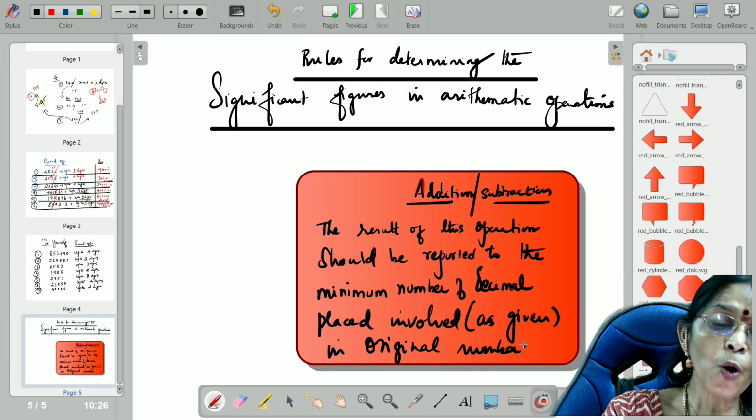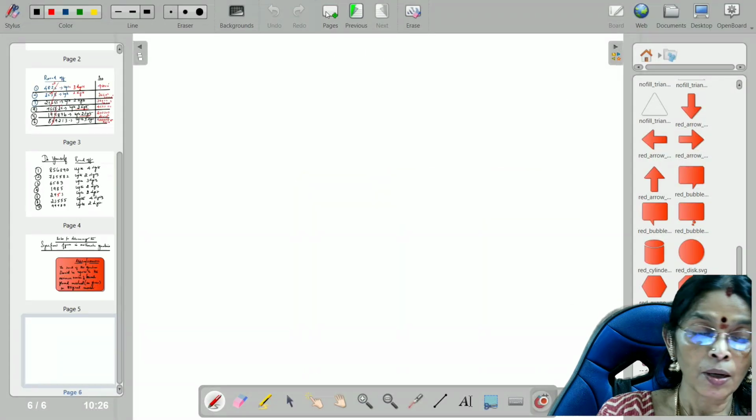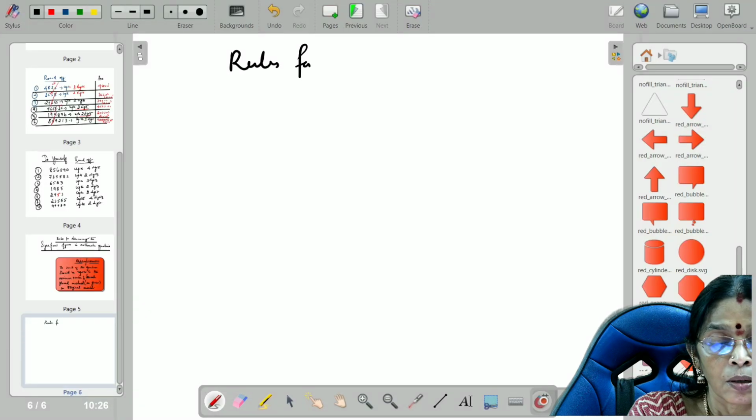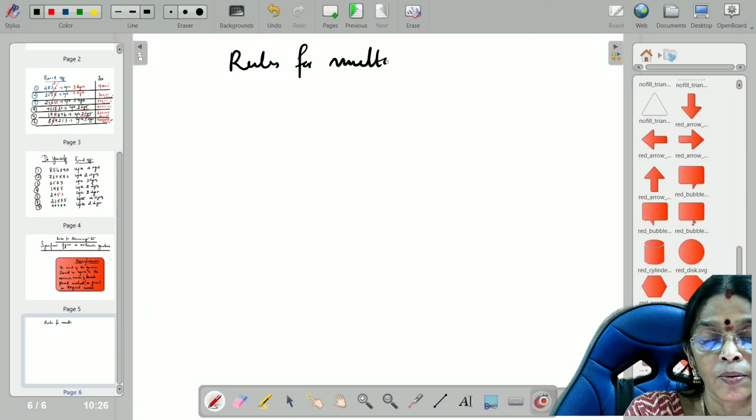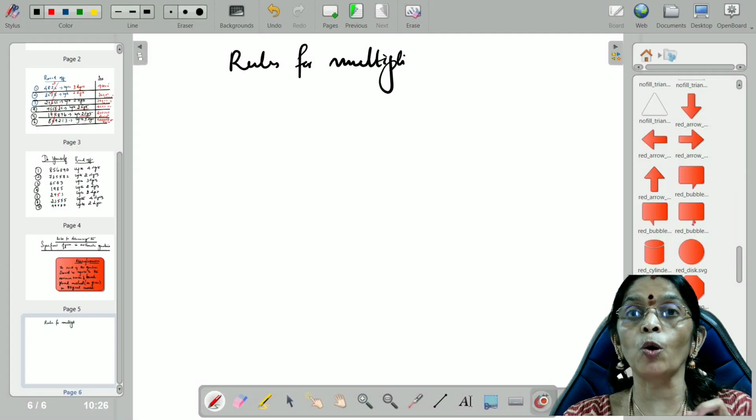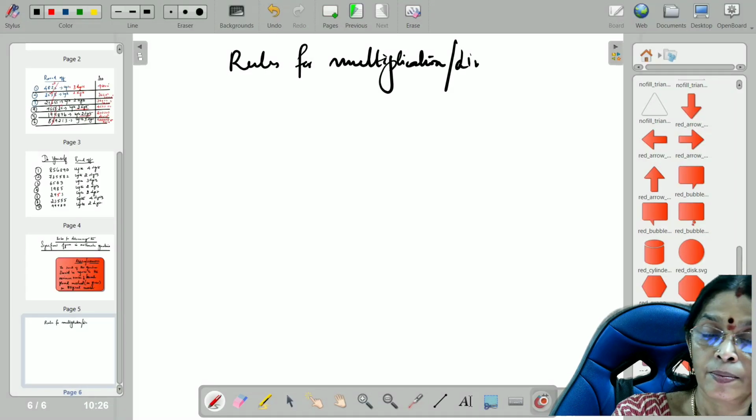Then, followed by addition or subtraction, we will see the rules for multiplication or division. Both follow the same rule, just like addition and subtraction follow the same rule.